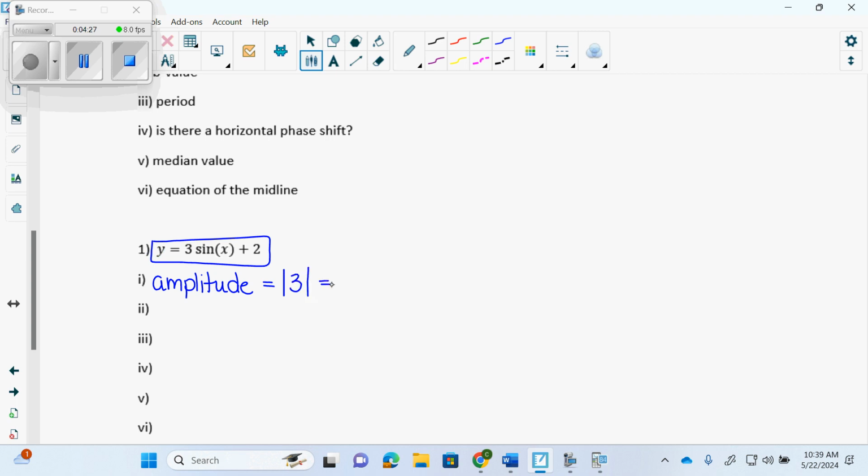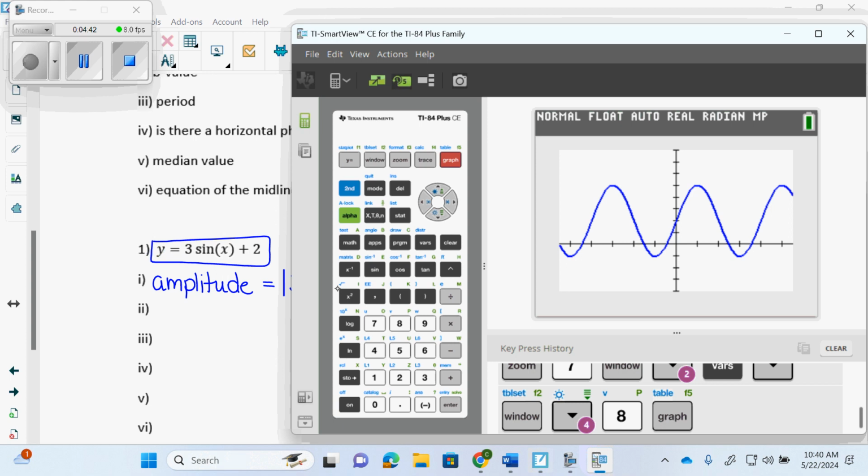And how far is 3 from 0? 3. The absolute value is the distance from 0. So if it's negative 3, absolute value is 3. If it's positive 3, absolute value is 3, because it's 3 from 0. Okay? Let's look at this graph. If the amplitude is 3, what should the distance from min to max be? 6. Remember the amplitude's half the vertical distance.